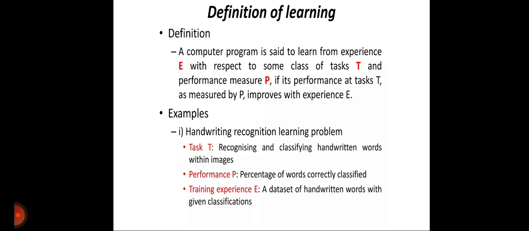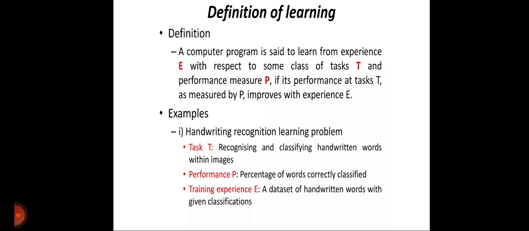Example: handwriting recognition learning problem. In that, task T is recognizing and classifying handwritten words within images. Performance P is the percentage of words correctly classified. Training experience is a data set of handwritten words with given classifications. That is, each and every person writes the word in a different style, with different parameters, different attitude, different orientation.